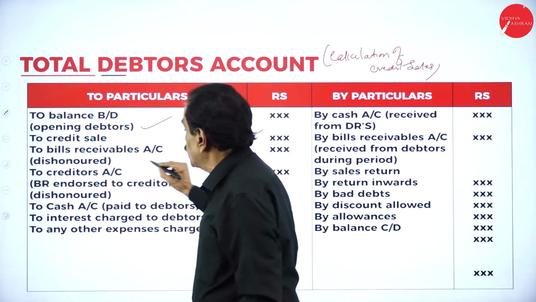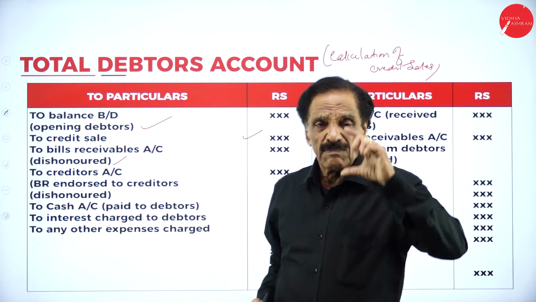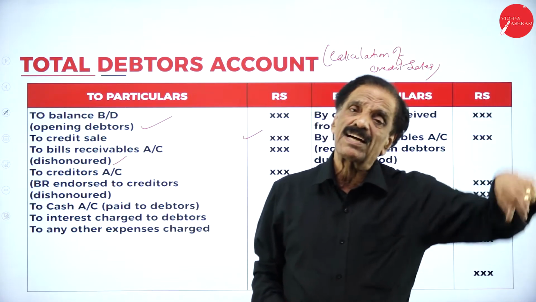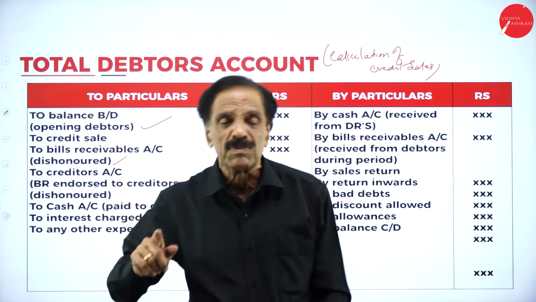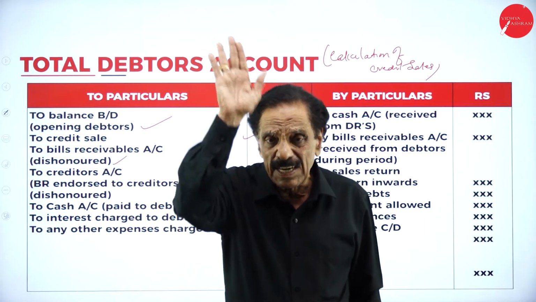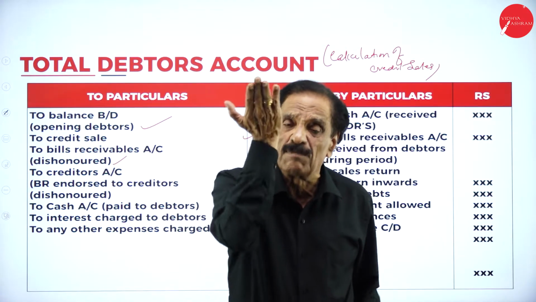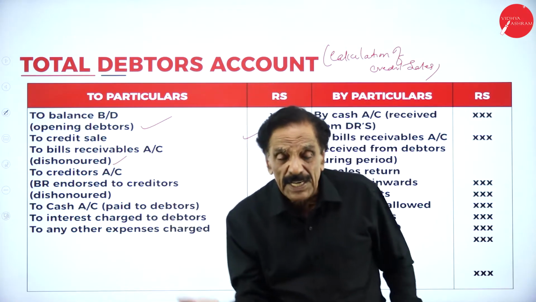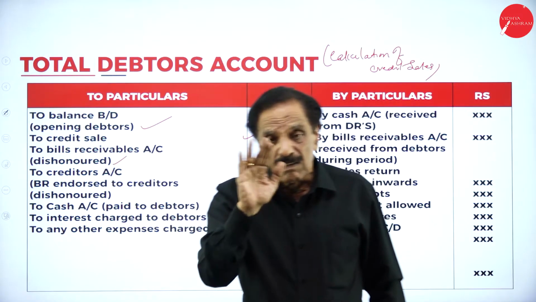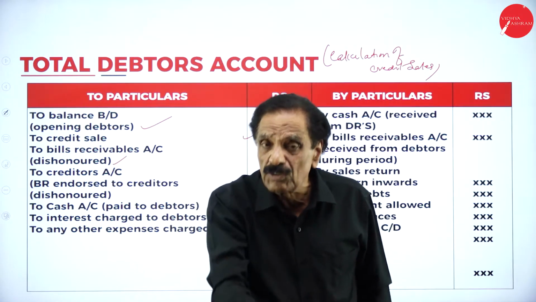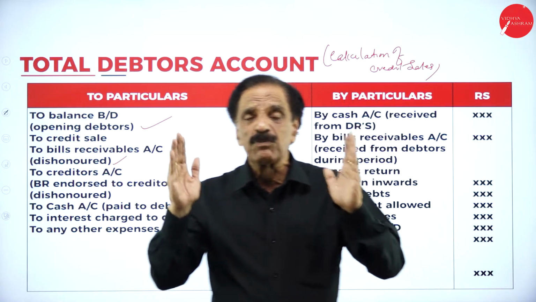Then bills receivable dishonor. When a bill is given, as I told you in the last session, when the bill is dishonored, deduct from BR and add to debtor. When the bill is dishonored, your debtor account will be raised. If the bill is honored, your debtor account will be reduced. You must be very careful about this.